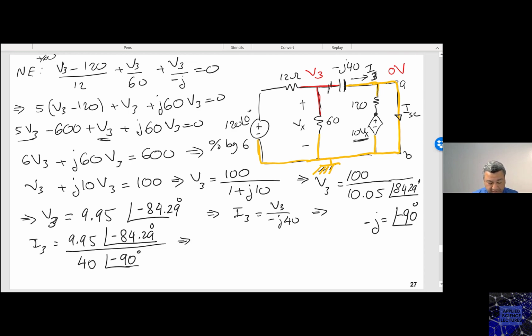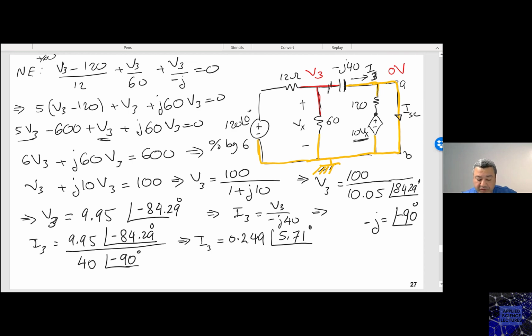So I3 is 0.249, and because minus 90 when it goes up becomes positive 90, I have 90 minus 84.29, so 5.71 degrees. So this is I3.